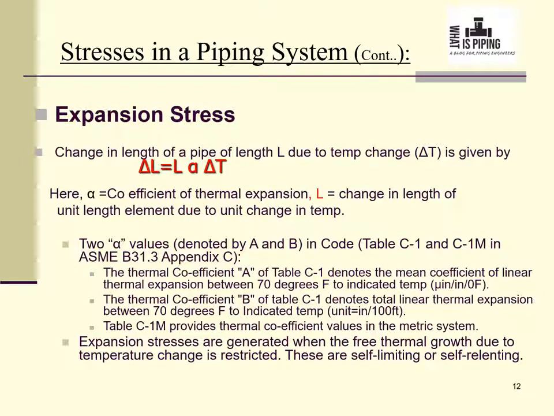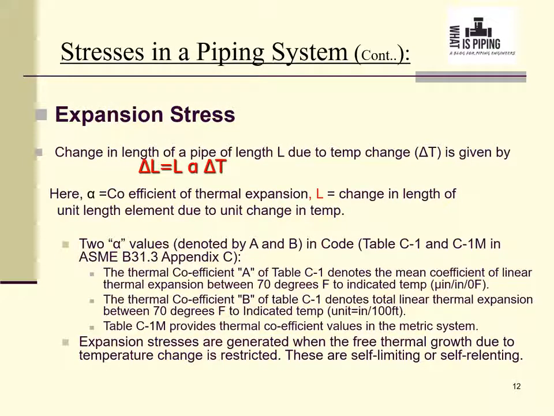Now B31.3 provides two alpha values denoted by A and B in their Table C1 and C1M. Table C1 provides values in FPS units and Table C1M provides values in metric units. So what is the difference between A and B?